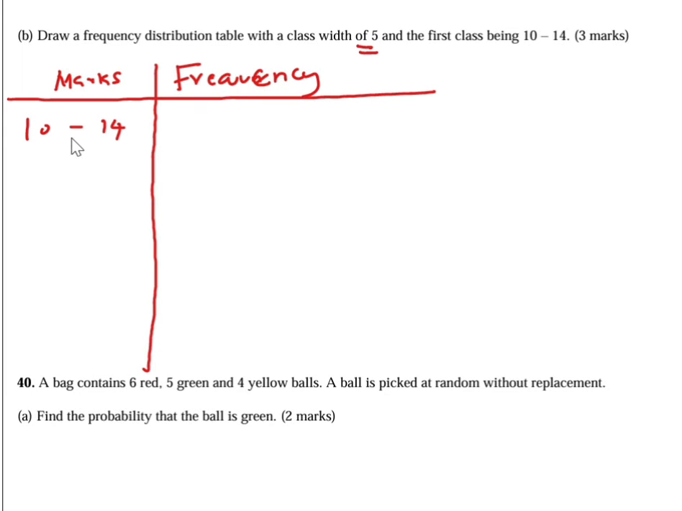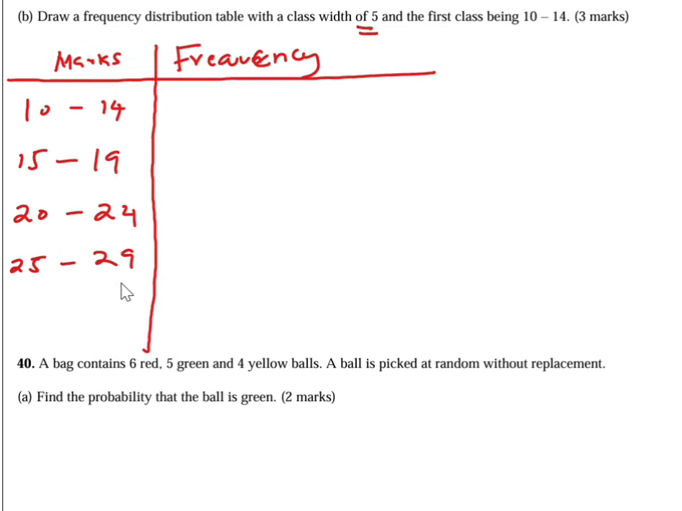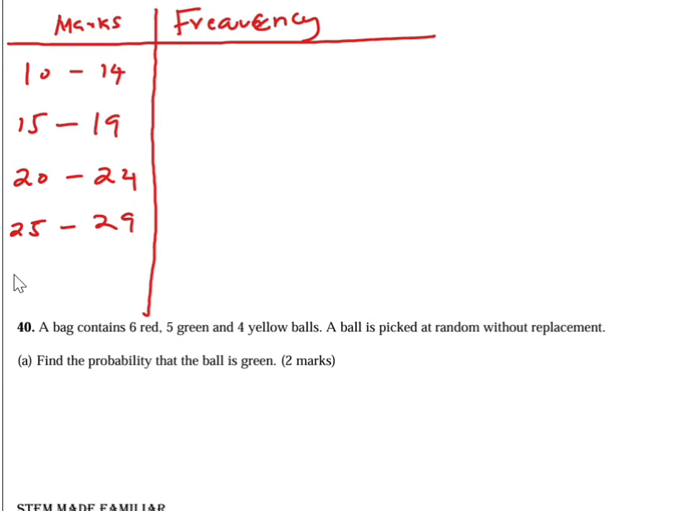So to get the next class is very easy. Add 5 hapa. 10 plus 5 ni 15. Then 14 plus 5 to 19. Alafu ya pili ya tatu pia una add 5 hapa. 15 plus 5 itakuwa 20. 19 plus 5 24. Then endelea, add hapa 5 itakuwa 25 to 29. Endelea, add 5 itakuwa 30 to 34. Finally, add 5, 35 to 39. And then now count.